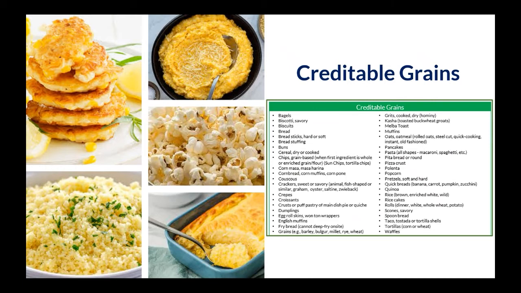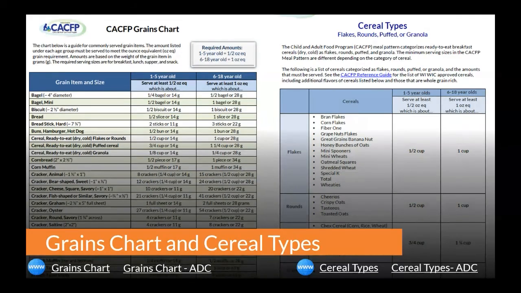And popcorn isn't an uncommon grain, but it hasn't always been creditable on the CACFP. So we wanted to point out today that it is creditable and it's actually a whole grain option.